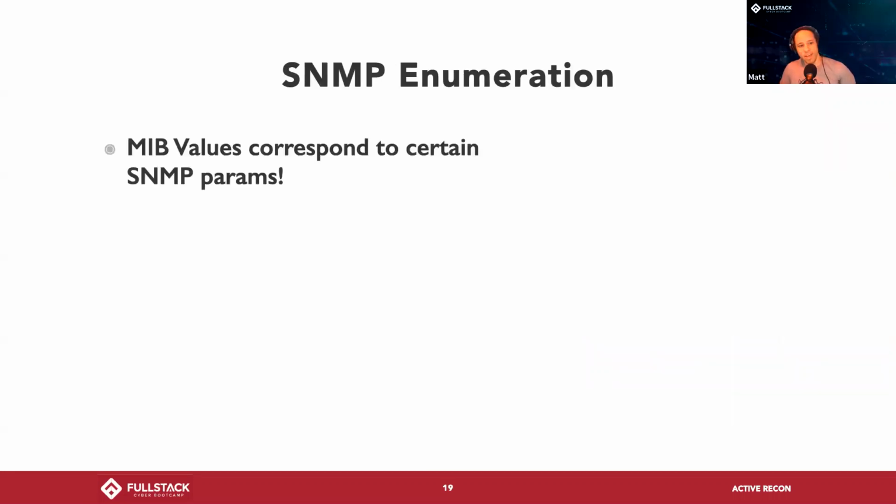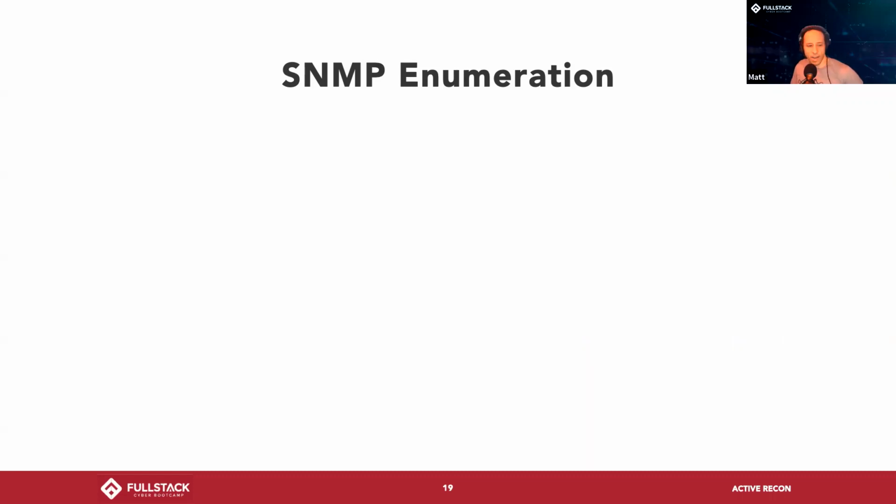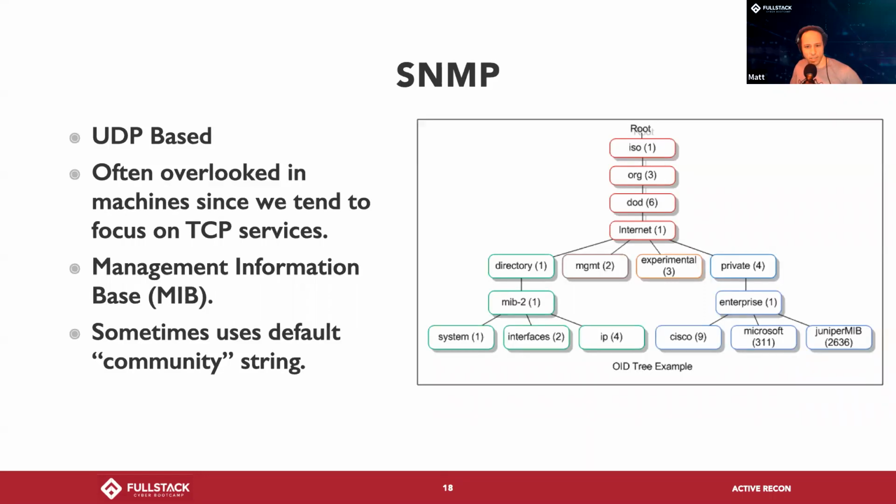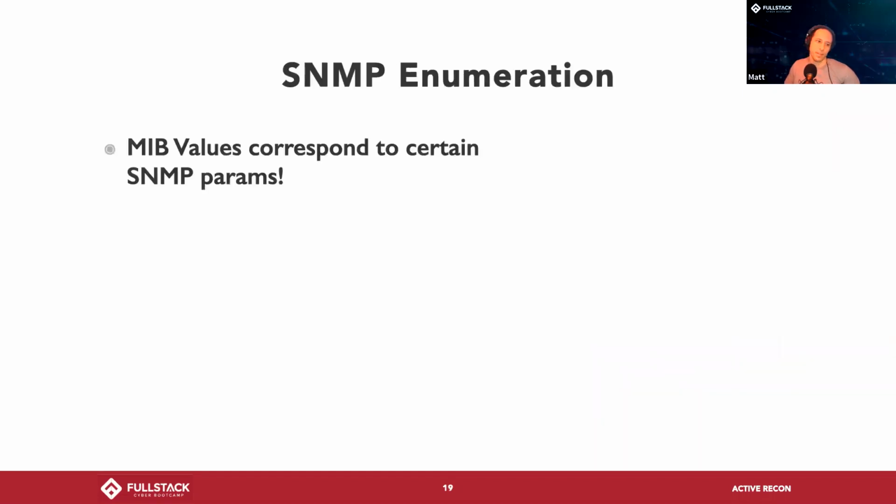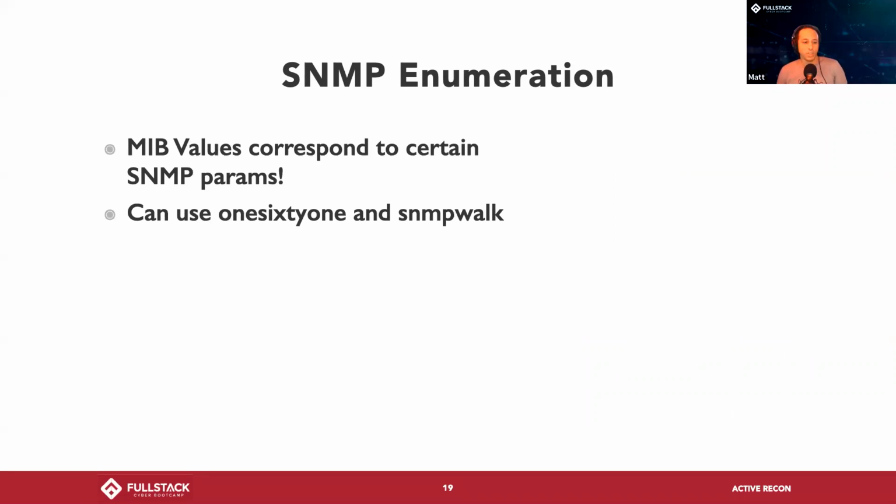So those MIB values correspond to params. So do I have the values here? Oh, I thought I had a tree with the values on them. Certain values are going to map over to parameters. What does this mean for us? Well, we're going to be using 2 tools for enumerating SNMP. Most of this will be kind of automated, and we're just going to be looking through the information it provides us and kind of Googling from there.